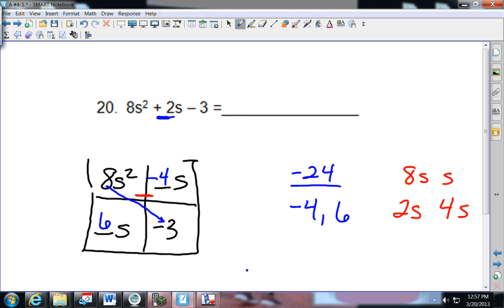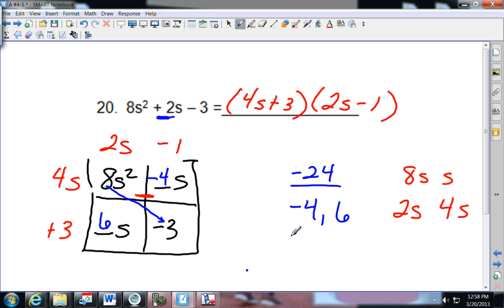Well, that's because out of these 2 boxes, what's the GCF? It's not a 2. 4 goes into 4, 4 goes into 8. So this is where the 4s goes, and the 2s goes up here. 4 times what is -4? -1. 2 times what is 6? +3. So now my factors are 4s plus 3 times 2s minus 1.